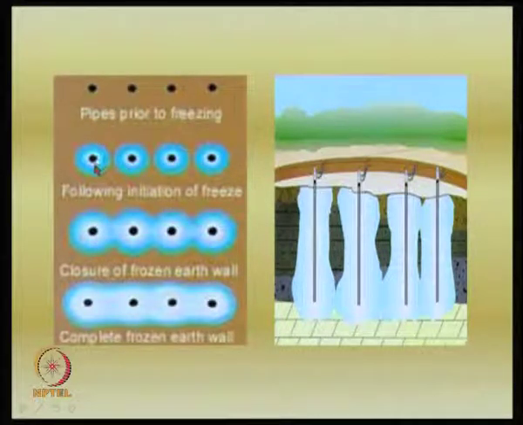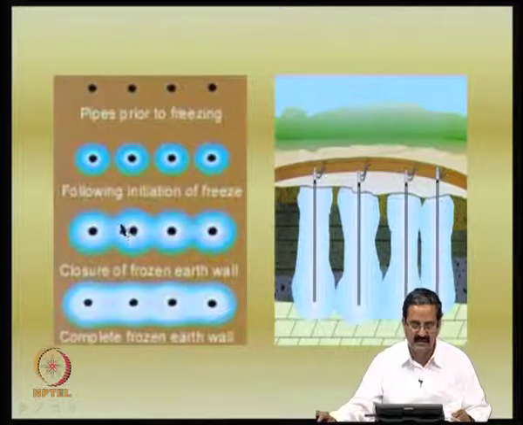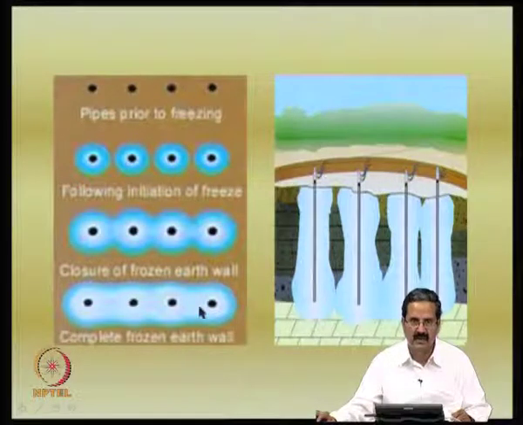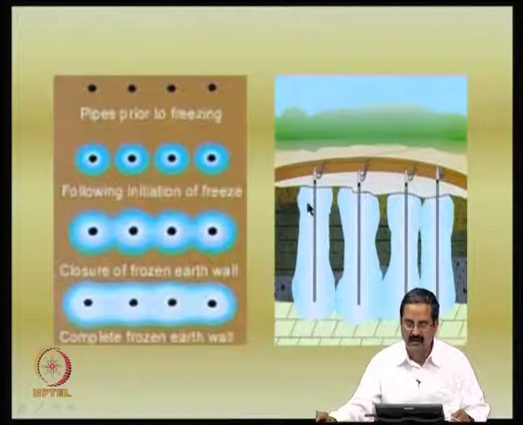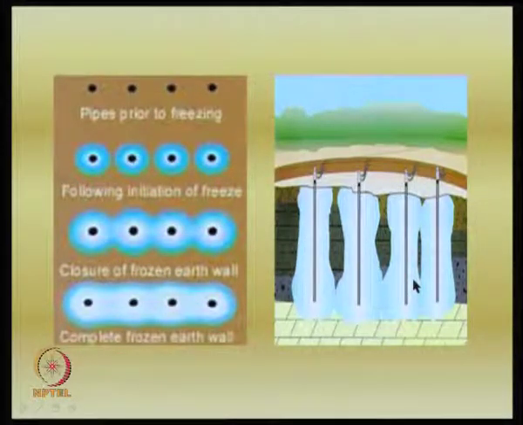Pipes prior to freezing, you have all these, that zone is getting developed, and then the initiation of the freeze. Once it forms like this, you can see that completely it forms like this. So, a complete frozen earth wall is formed. You can see that at the top these are the bulbs or whatever that frozen material is, which is quite useful.